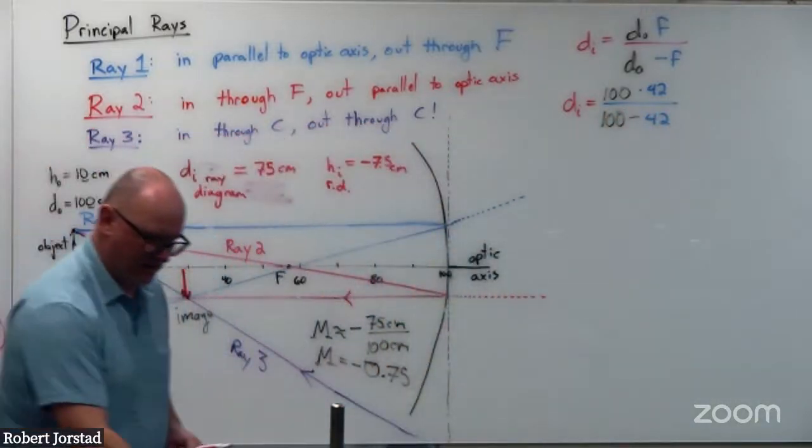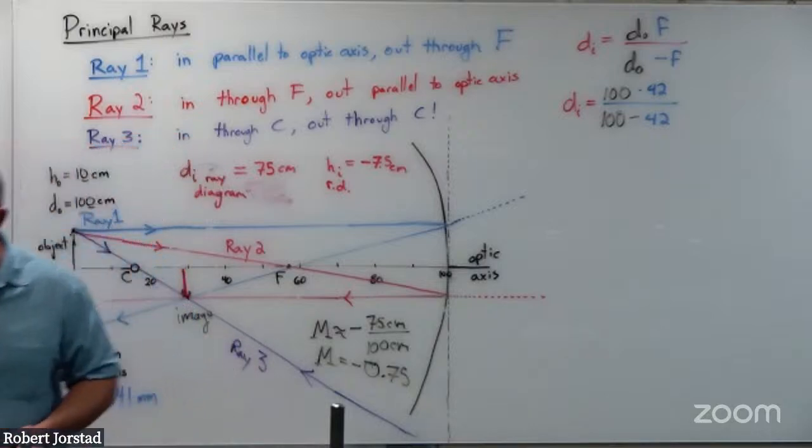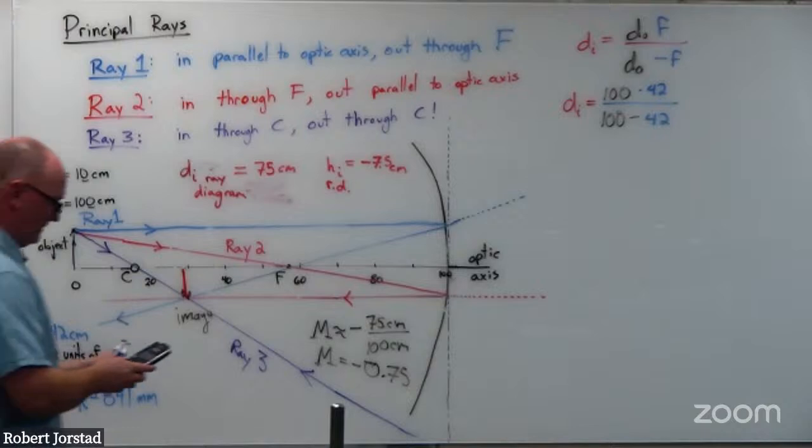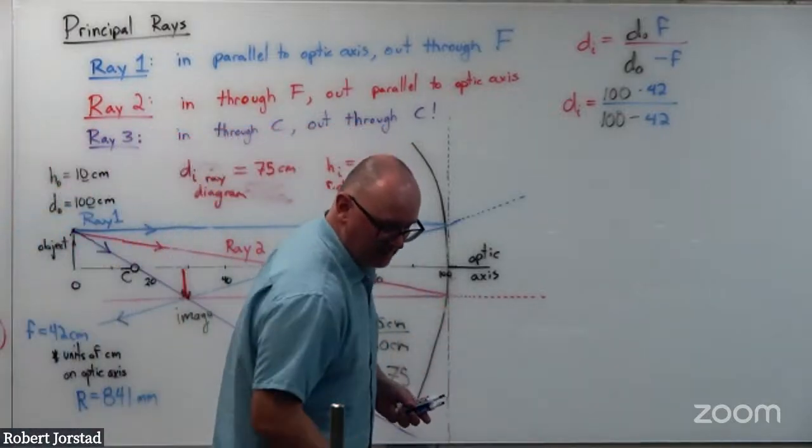I'm going to switch black markers. This one's driving me nuts. Where's my calculator? What did you get? 72?